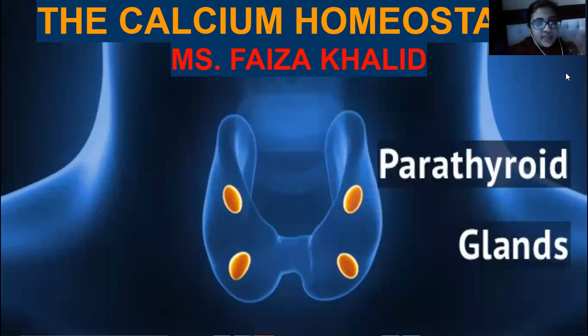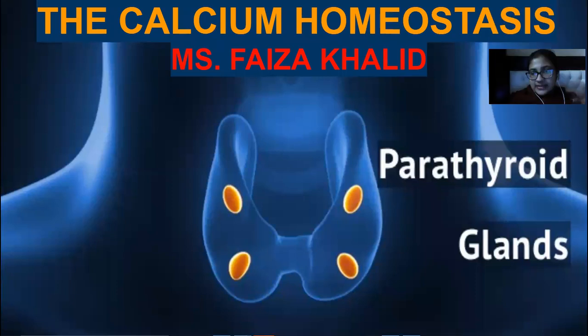Assalamu alaikum. Today we will study the second last component of endocrinology, which is calcium homeostasis. Before we start, today we'll talk about the parathyroid glands. You see, para means above. Asma, please, para means above. So when we say parathyroid, that means on the thyroid.